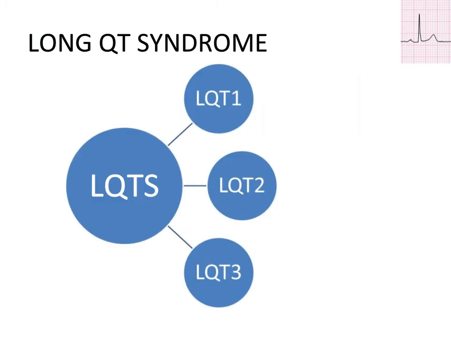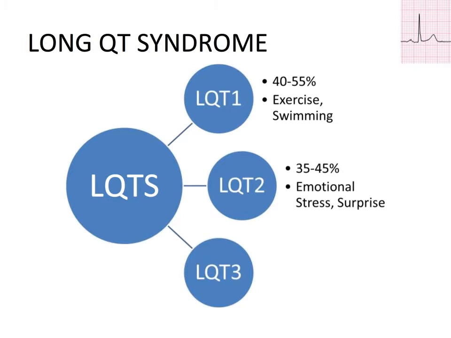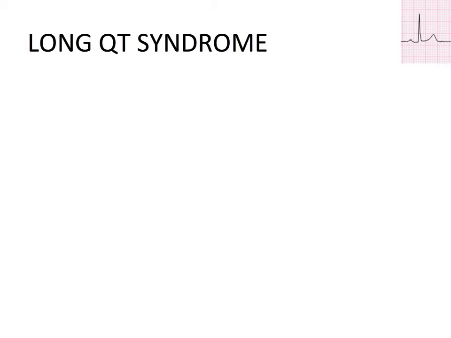In terms of congenital long QT syndrome, the majority of cases are made up of 3 main forms of the disease. Long QT type 1 makes up 40 to 55% of cases and is associated with exercise, especially swimming. Long QT type 2 makes up 35 to 45% of cases and is associated with emotional stress or surprise. Long QT type 3 makes up 8 to 10% of cases and is associated with arrhythmia during sleep. It may also be associated with Brugada syndrome, which we will discuss later in this module.